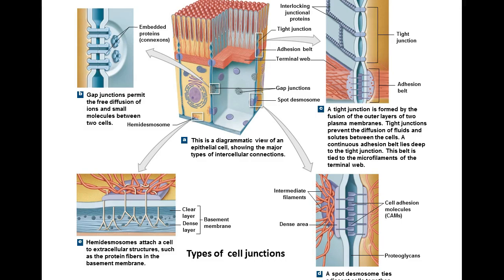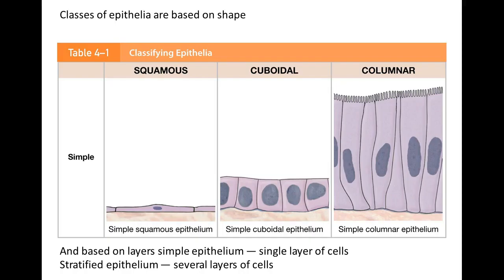All right, the next thing we want to talk about is how epithelial cells are classified. They're classified a couple of basic ways, by their shape and also by the number of layers they have. And so you have simple squamous epithelium. Well, actually you have squamous or squamous.